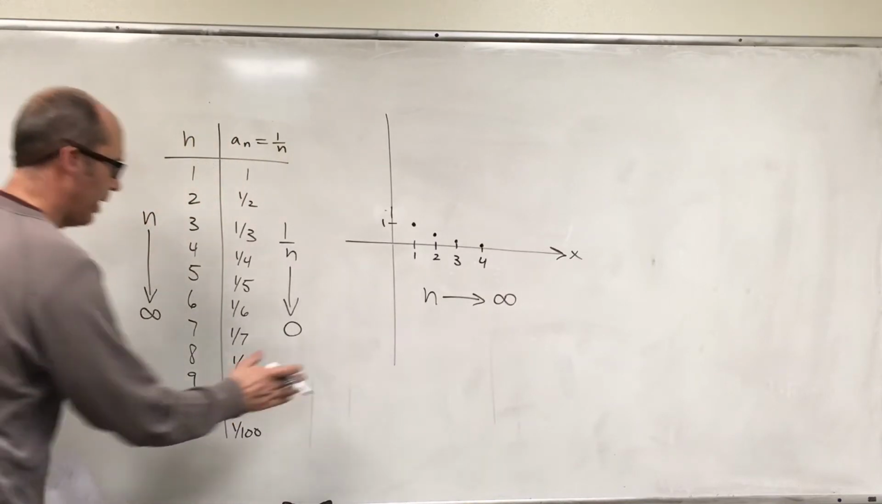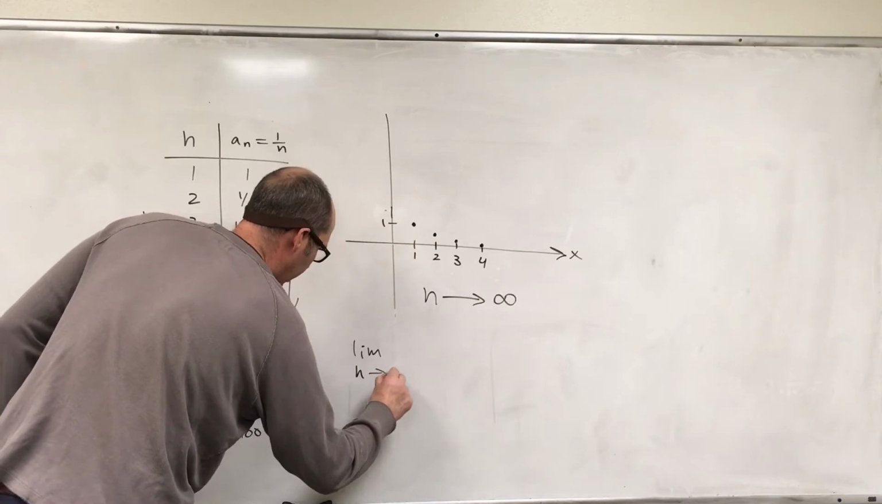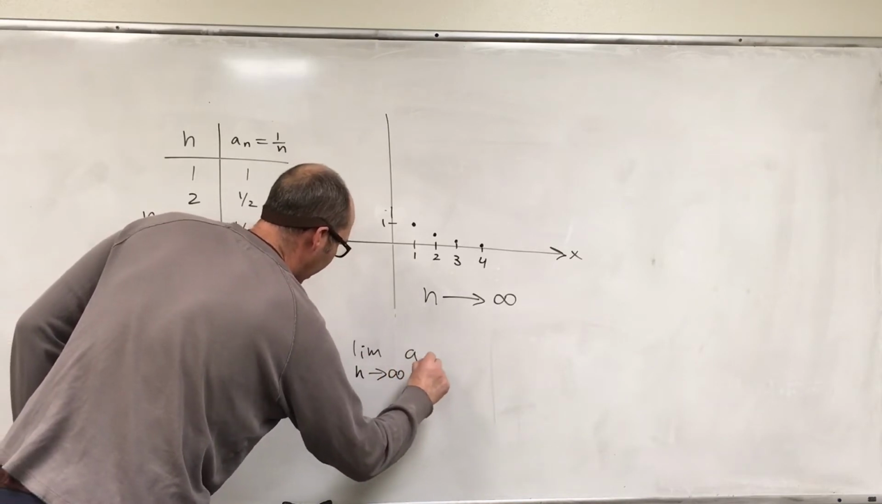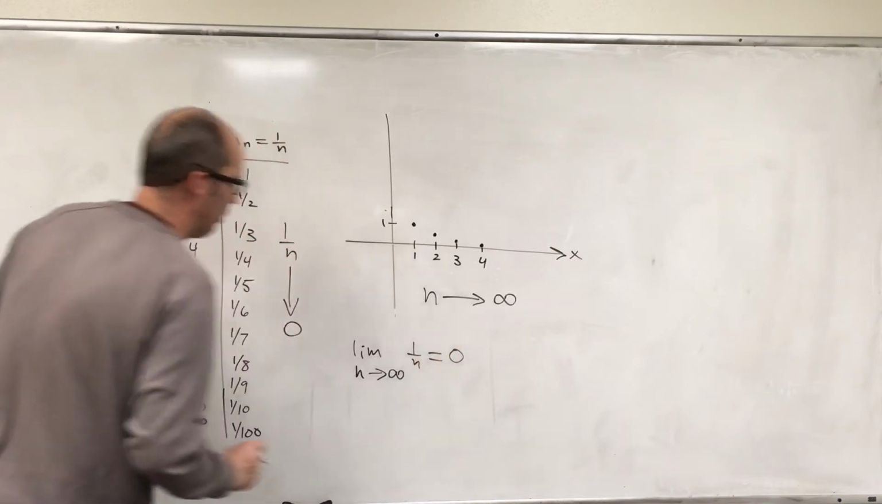So here we'd say the limit as n approaches infinity of an, otherwise known as 1 over n, equals 0.